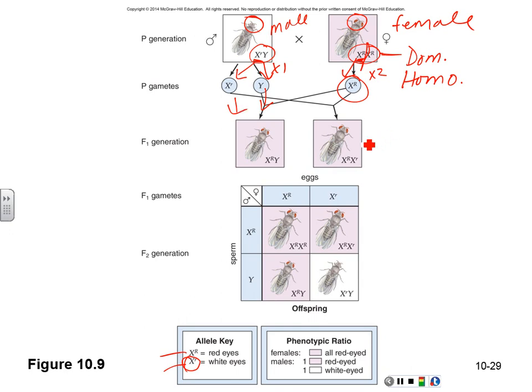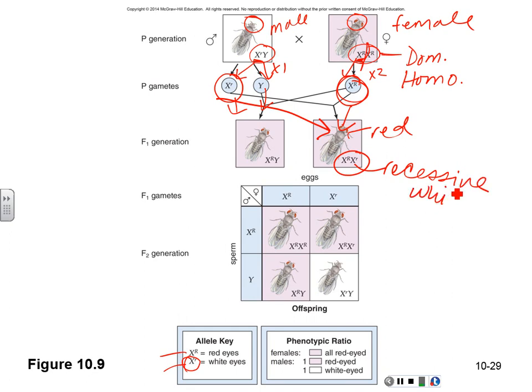But whether it's a male or a female depends on what they get. So let's say this X goes over here and this X goes here. So you end up with a female that has red eyes, but you see she has the recessive white-eyed allele. The male fly got his Y from dad, so he can't get the X from dad. He gets this X from the female, his mom.